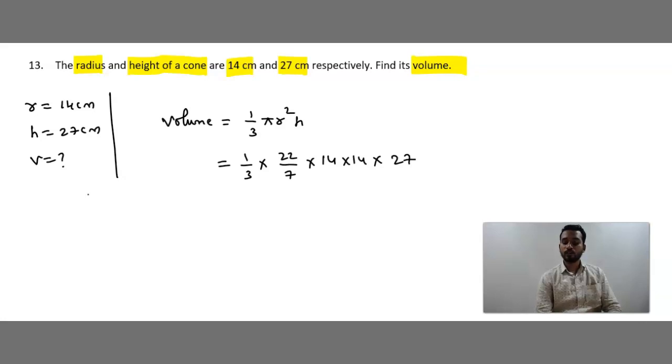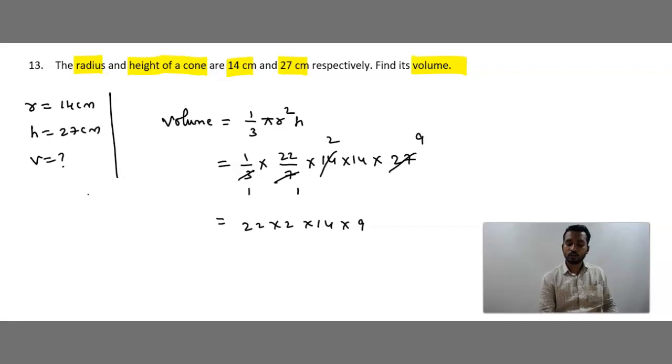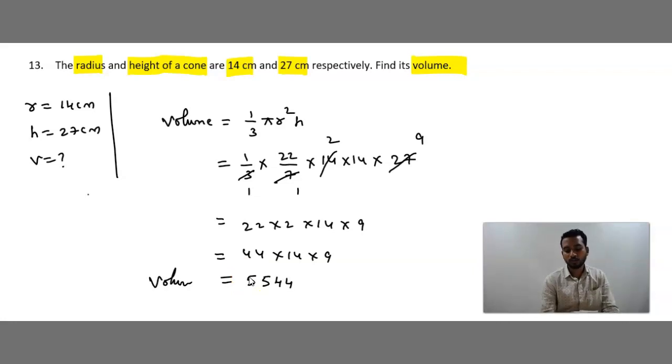So which tables does it go to? Shall we try? 7 1s are 7, 7 2s are 14, 3 1s are 3, 3 9s are 27. Done. So what is left out? 22 into 2 into 14 into 9. 22 2s are 44 into 14 into 9. So the final answer, when we multiply this, is 5544. This is the volume of the cone, in centimeter cube. Volume of the cone is 5544 cm³. Is this clear?